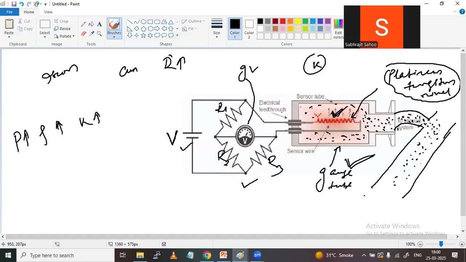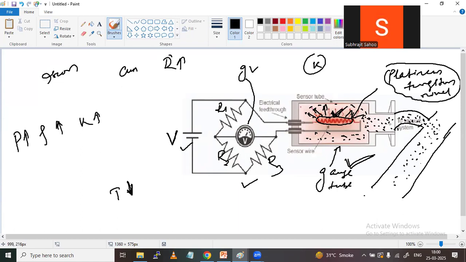Thermal conductivity also more means whatever heat is at this resistance surface will be passed to these gas particles, right? That means the gas molecules will get heated because the pressure is more. Then the gas particles will carry the heat from this filament. This is called the sensing element or filament. Once the gas particles carry the heat from the filament, what will happen? The filament temperature will be reduced.